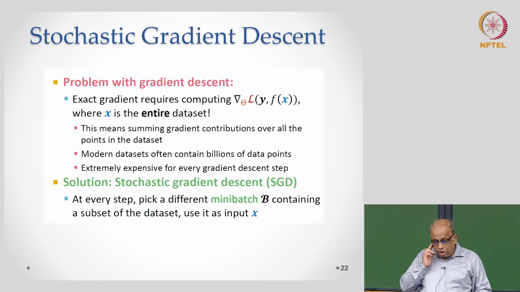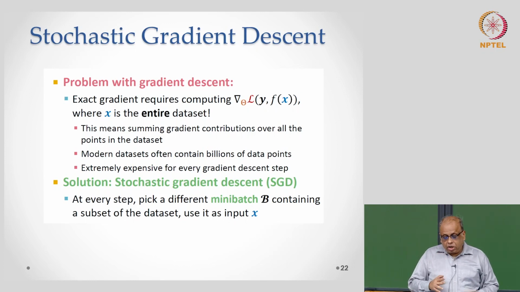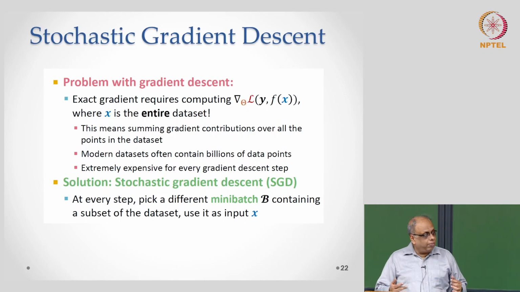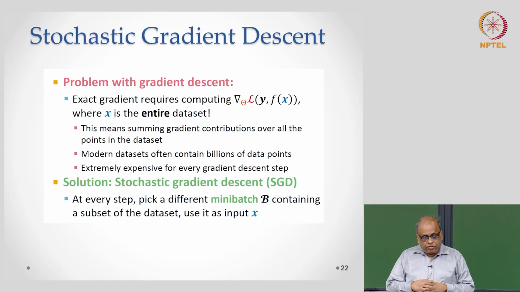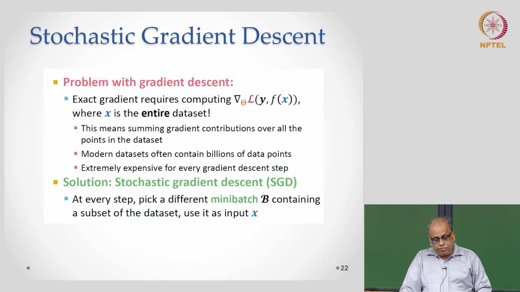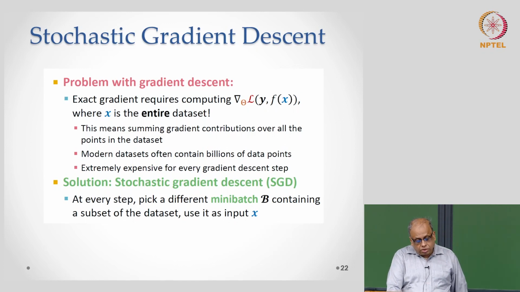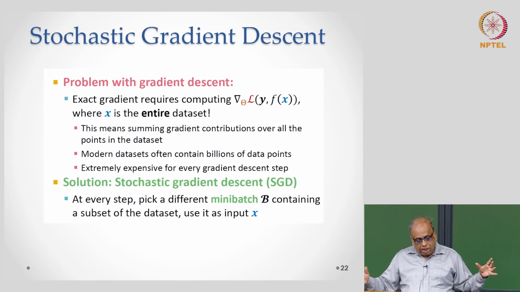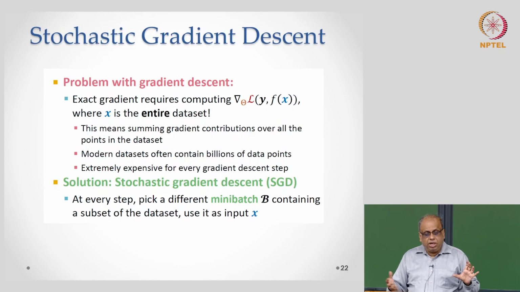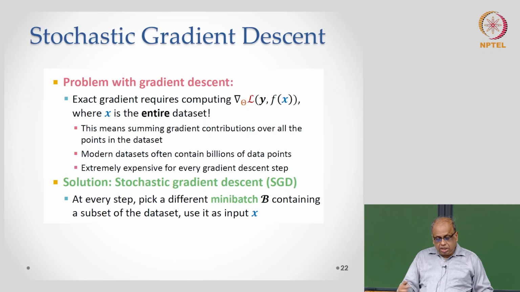For modern data sets, you have billions of data points, right? For example, if you are doing language tuning, it will have billions of data points. So it becomes extremely expensive to do the gradient descent. So what you do, instead of doing it for the whole batch, the whole billion, you take a mini batch. A mini batch may have 1,000 instead of billions, and you do this gradient descent for that 1,000.